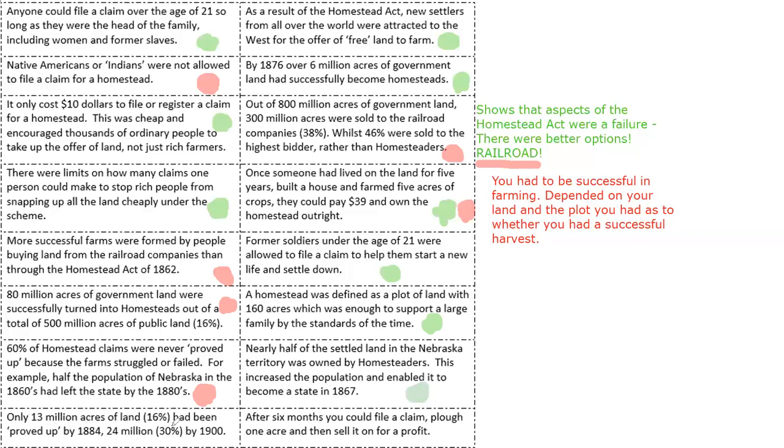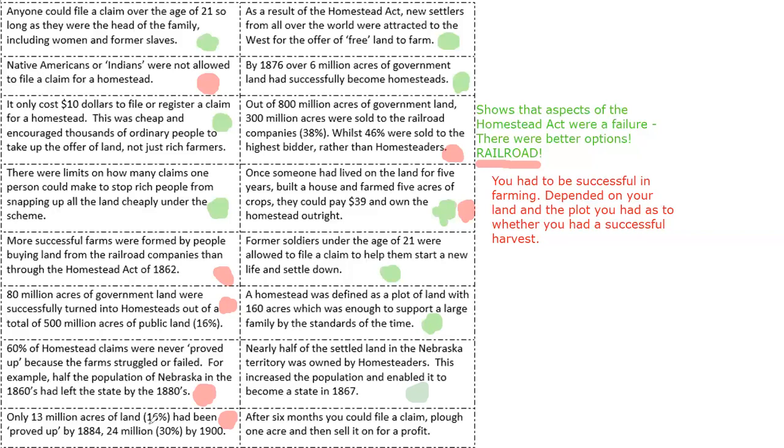13 million acres of land had been proved up by 1884, 24 million by 1900. That's open to interpretation, this one. Personally, I would say this was a failure because the government would have expected a much higher number over the long period of time. Some people might see it as a success, as 30% of the land was proved up and lived on permanently.